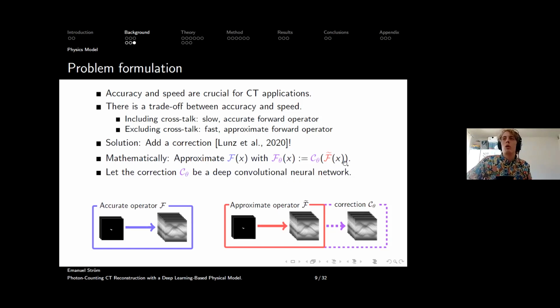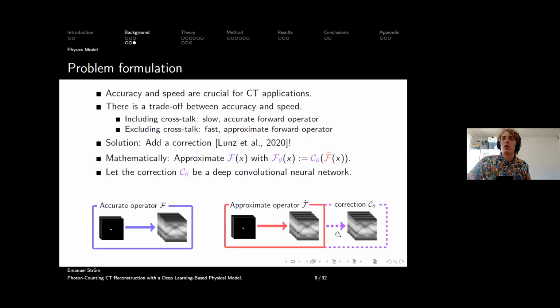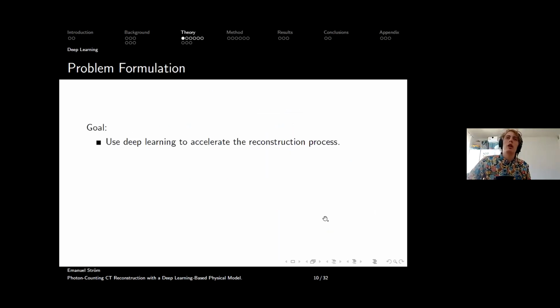So then we have to keep in mind why we do this, right? The main goal here is that we want to use deep learning to accelerate the reconstruction process, but this is just a physical model. So we have to use this physical model in a reconstruction framework to evaluate it. And we have chosen to use iterative reconstruction, right?